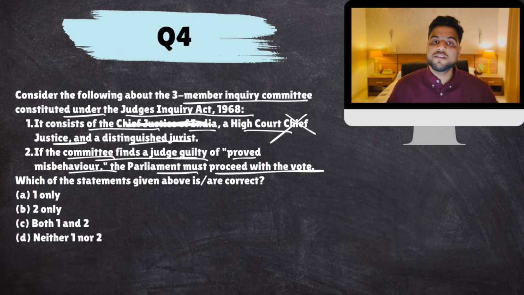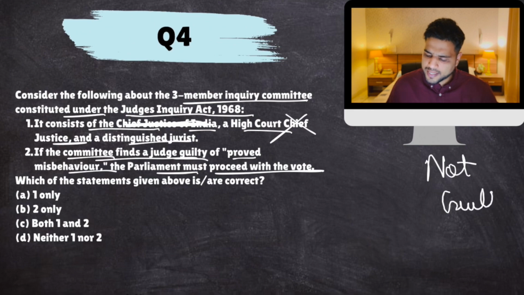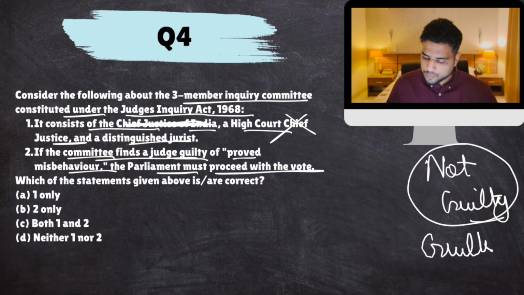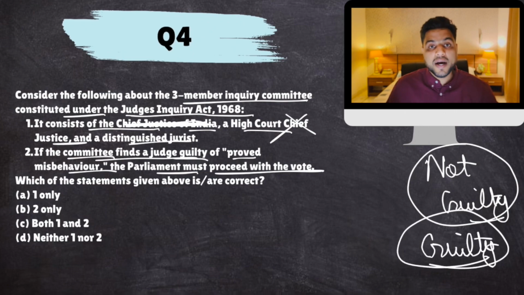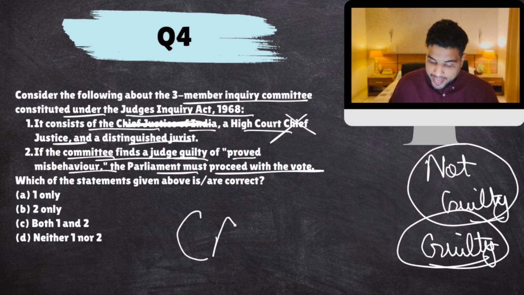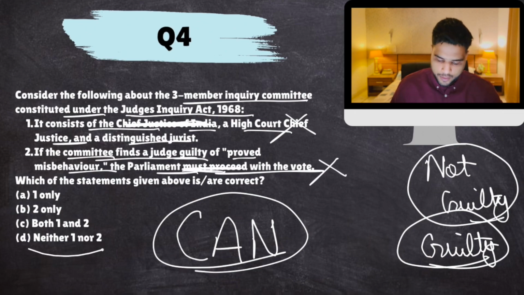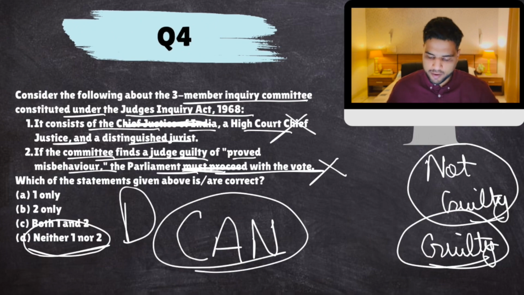Okay. If the committee finds the judge not guilty, then the matter dies there. Nothing will happen to the judge. But if the committee finds the judge guilty, then Parliament can go to vote. Can vote on this issue. But again, the word can is important. It's not mandatory for them to put the matter to vote and remove the judge. Even after the judge is found guilty, Parliament can decide, let's not proceed with the vote and let the judge be. So must proceed is not the case. Can proceed. So the answer to this question would be D. None of the above are correct.